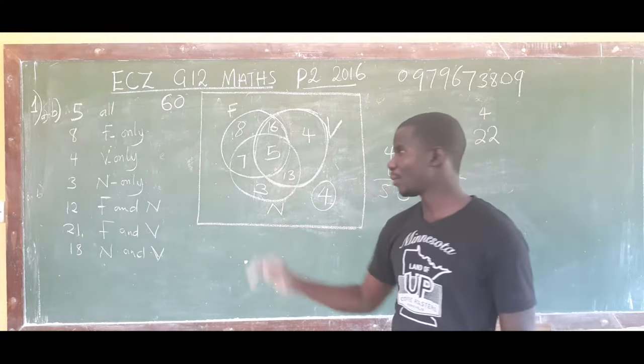And how do we bisect an angle? This is what we are doing. Okay, we draw an arc here, and another arc here. Okay, then now we come and use these arcs here.